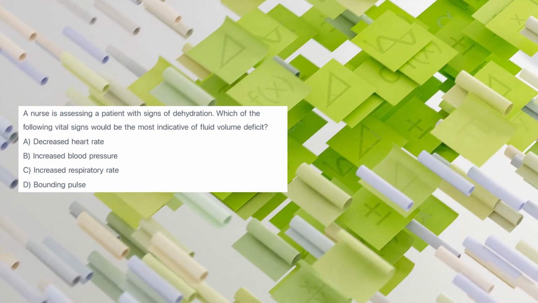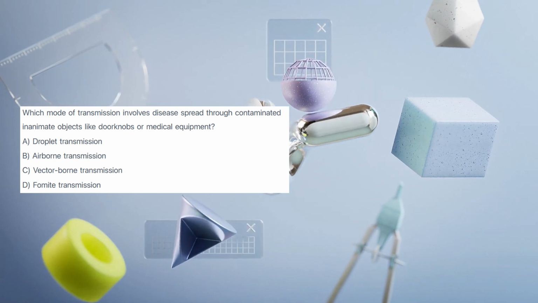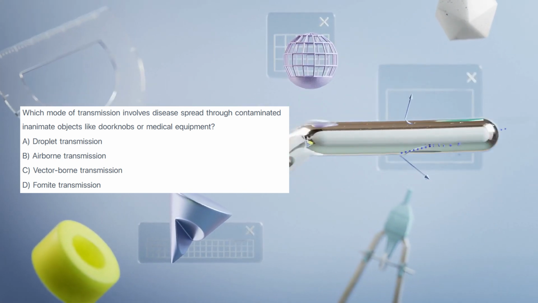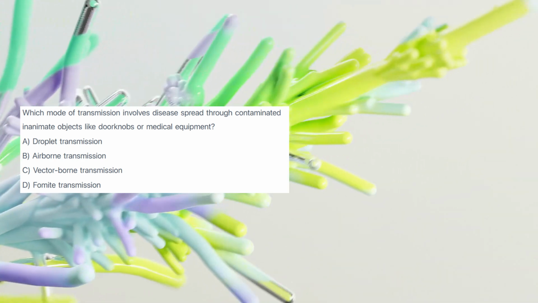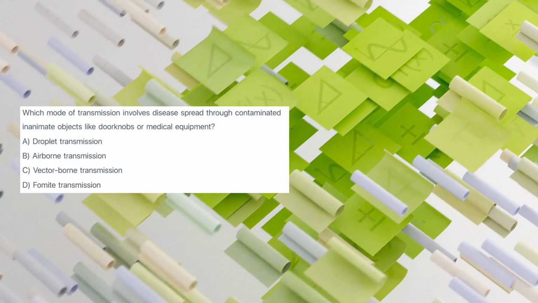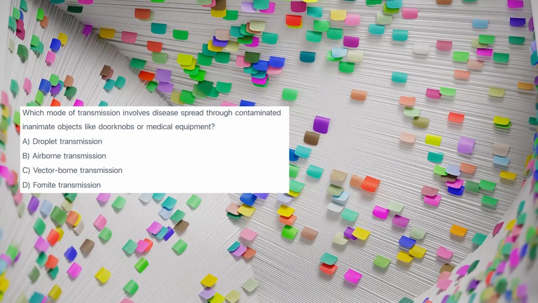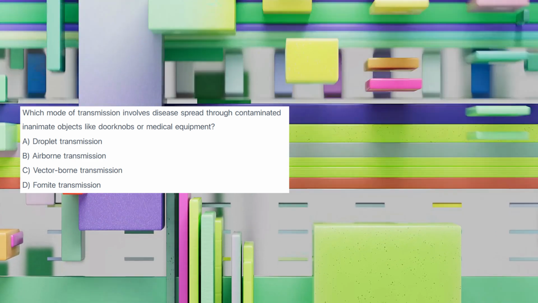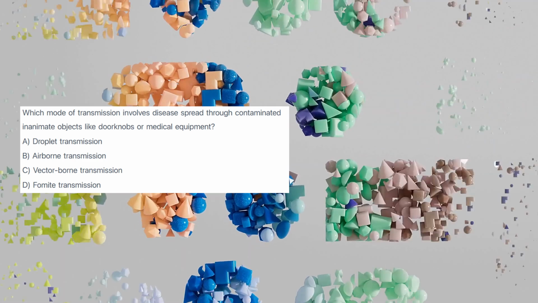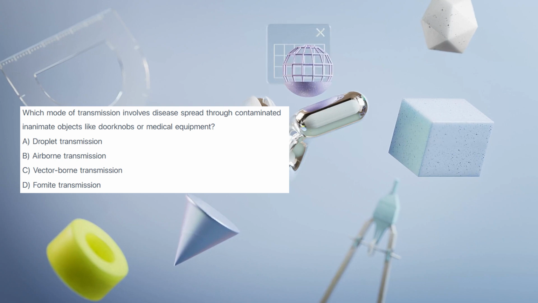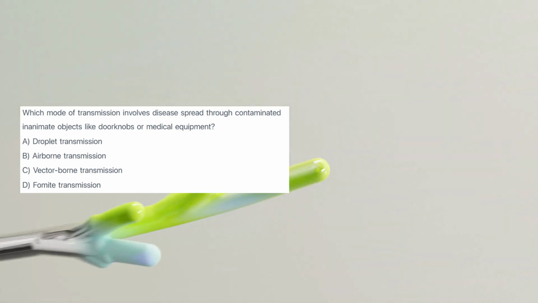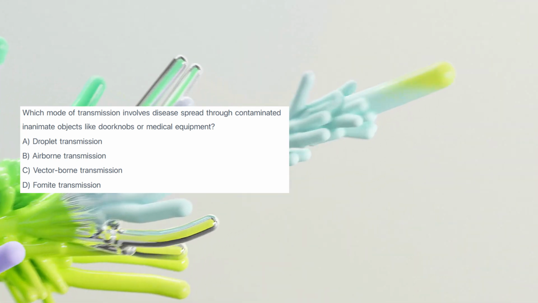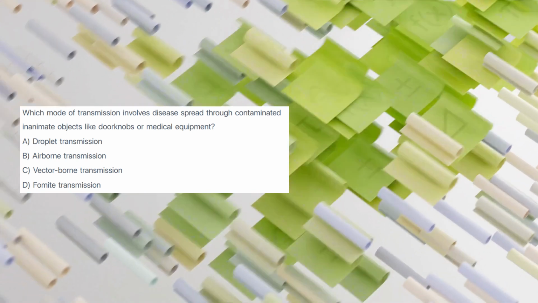bounding. Which mode of transmission involves disease spread through contaminated inanimate objects like doorknobs or medical equipment? A, droplet transmission. B, airborne transmission. C, vector-borne transmission. D, fomite transmission. Answer D, fomite transmission. Explanation: fomites are inanimate objects that can carry infectious agents.